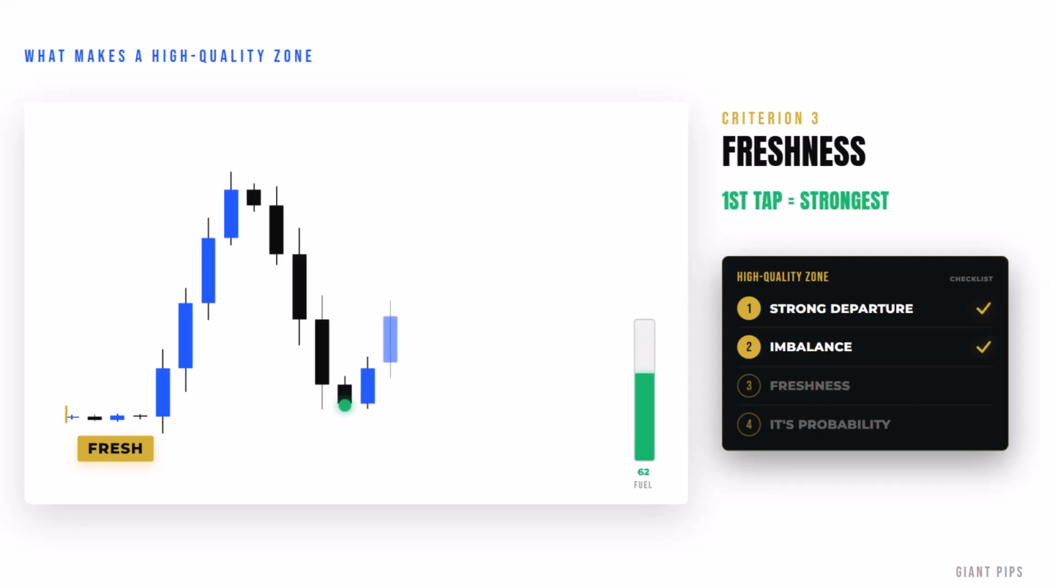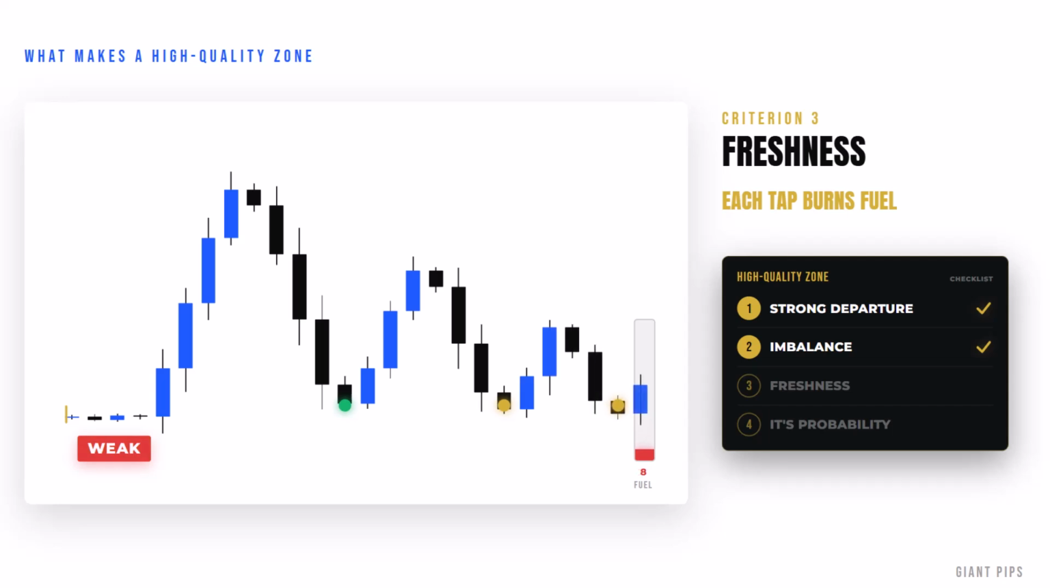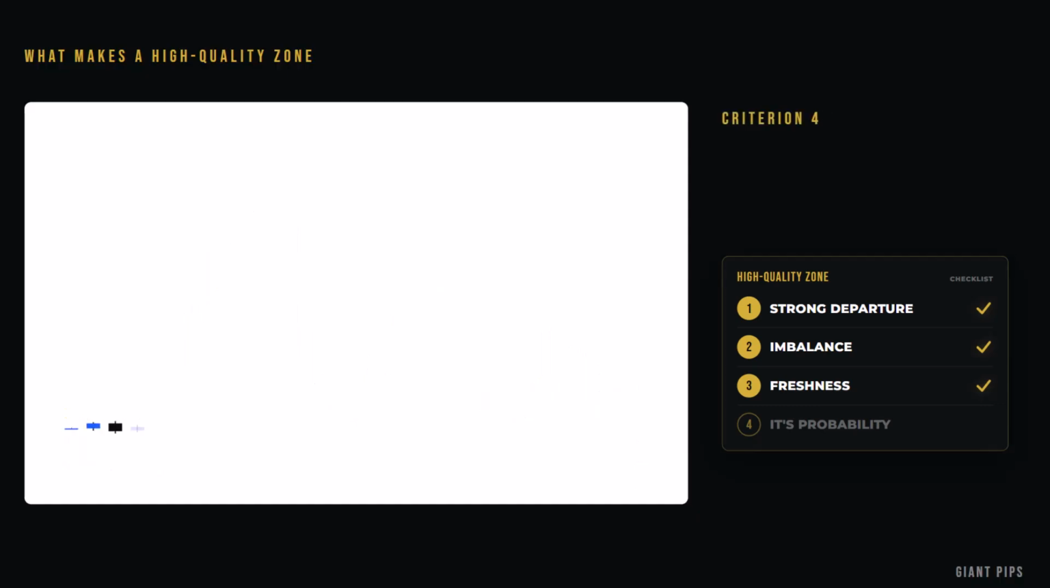Every single time price taps a zone, some of those leftover orders get filled, and the zone gets a little weaker. So the very first return to a zone is usually the highest probability one. A zone that's already been tested 2 or 3 times has probably burned through most of its fuel. And finally, you've got to understand this.